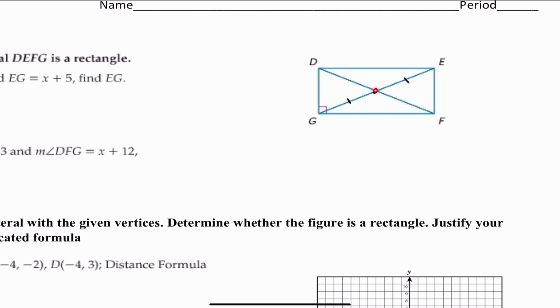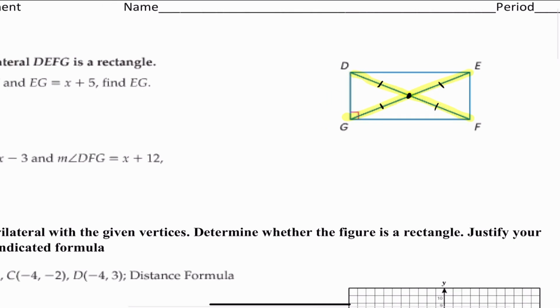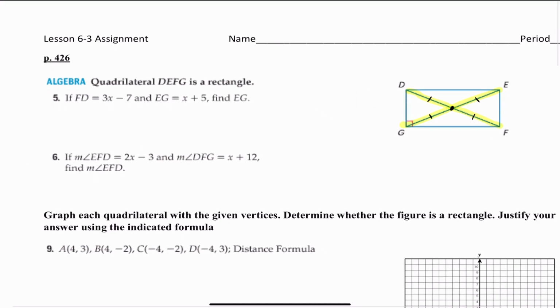Well, this is the midpoint of DF. So I'm going to put one tick mark here and one tick mark here. And the reason why I don't put two is because the diagonals of a rectangle are congruent. So FD, we know FD is 3x minus 7. This is 3x minus 7, and EG is x plus 5.